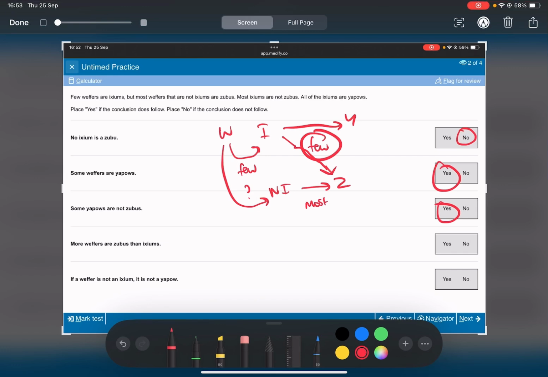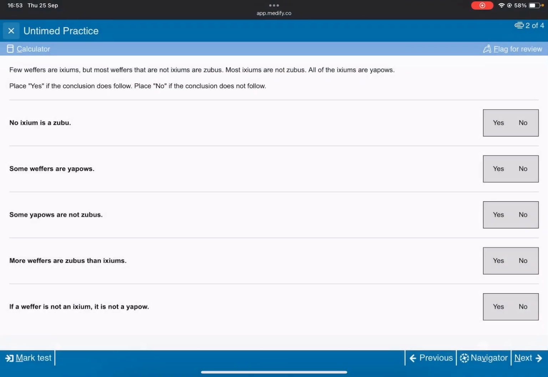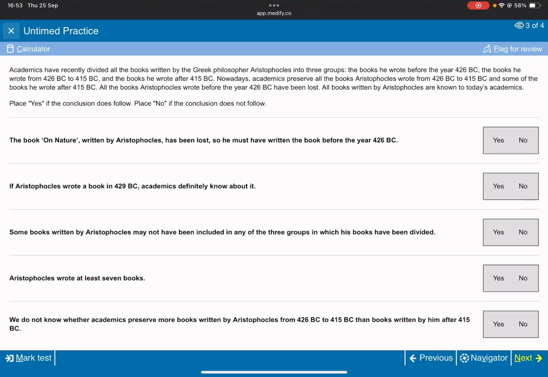More weffers are zubus than ixioms. I don't think there's enough information to say this, because few here could mean 49%. That means most of them are not ixioms. But if most is 0.51, then 0.51 times 0.51 could be less than 0.49, if that makes sense. If a weffer is not an ixiom, it is not a yapao. Once again, I'm going to say not necessarily, because you could find some way to be a yapao, basically. So I'm going to say no, yes, no.